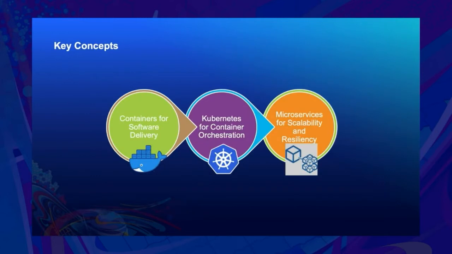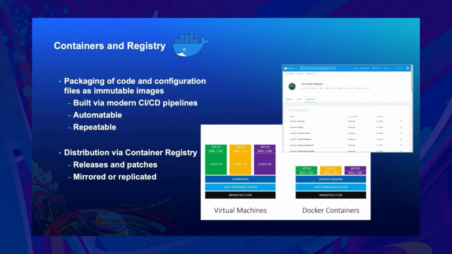There are three main concepts that drive the design and architecture. Some of you may already be familiar with them, but we will review each one in this short introduction. Enterprise on Kubernetes leverages containers for software delivery, Kubernetes as the container orchestration layer, and a microservices architecture for scalability and resiliency. Containers are a way to package code and configuration file as an image.